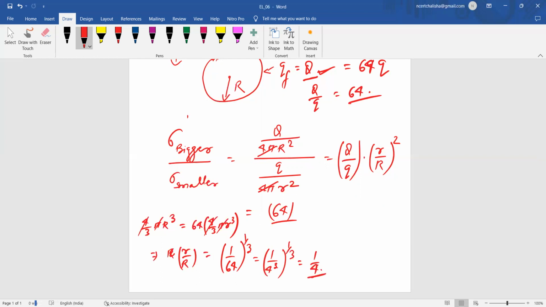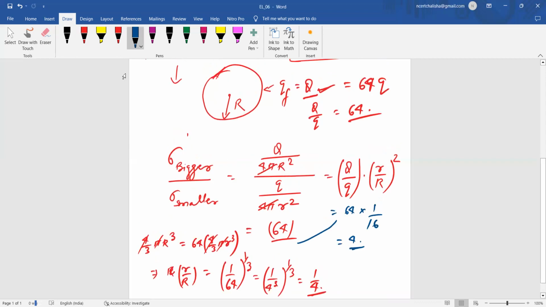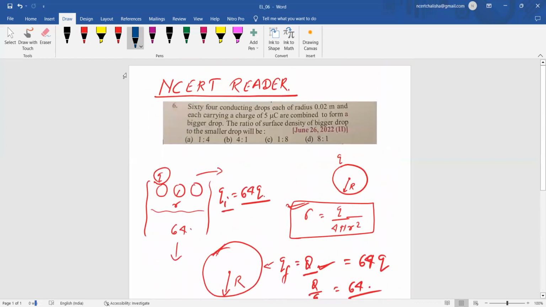So here we can get the result. Q by q is 64, and small r by capital R is 1 by 4, whose square is 1 by 16. So the result is 4. So 4 is the ratio. Sigma bigger by sigma smaller is 4 to 1, which is option B. So option B will be the result.